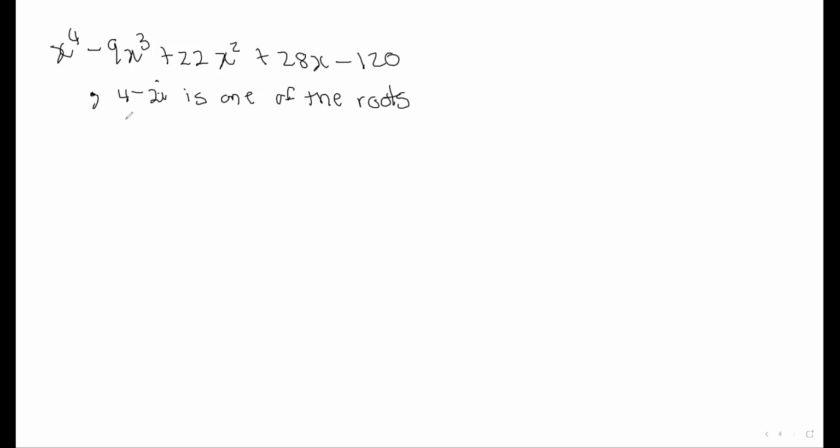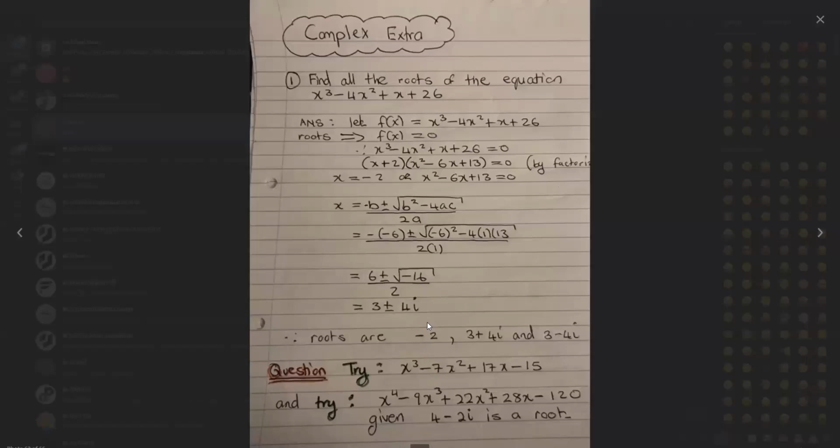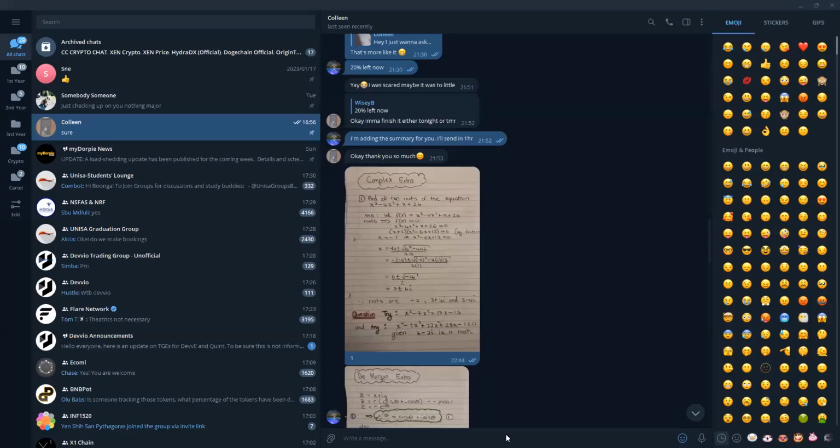But you know that complex numbers come in pairs. For example, let me show you this one where we found the answer. There's 3 plus 4i. If they say one of the roots is 3 plus 4i, that means the other root will automatically be 3 minus 4i. You just change the sign of the imaginary part.